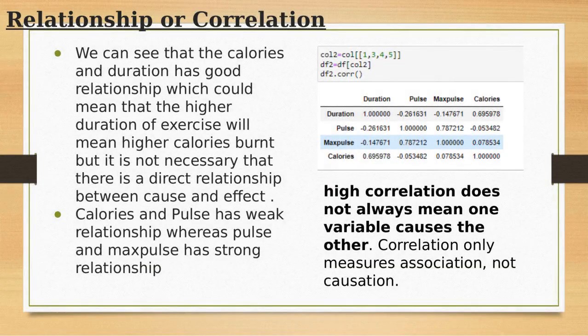In this slide, we will learn how to interpret a correlation matrix generated using Pandas. A correlation matrix displays the correlation coefficient between every pair of numerical variables in the dataset. For example, in this workout dataset, we are analyzing 4 variables: duration, pulse, max pulse, calories. Each value in the matrix tells us the strength and direction of the relationship between two variables.